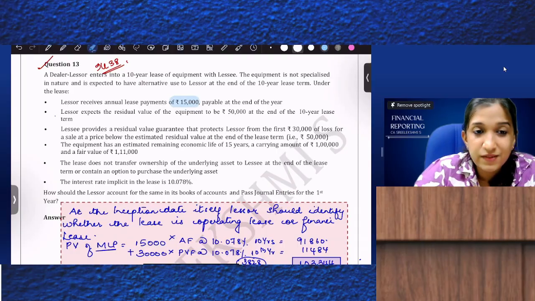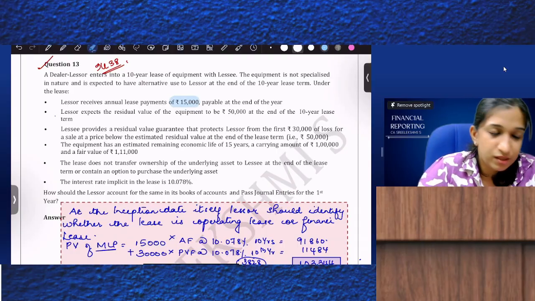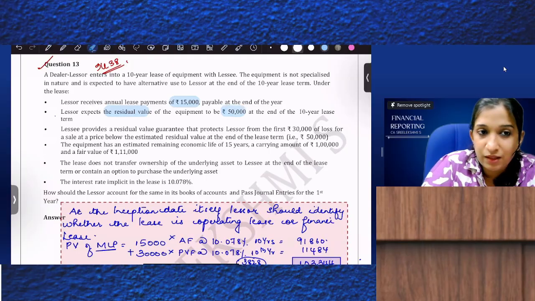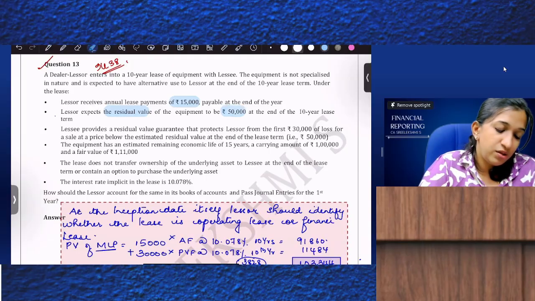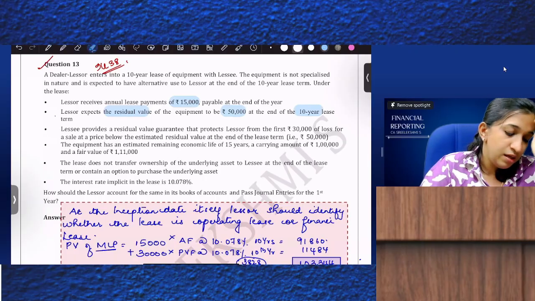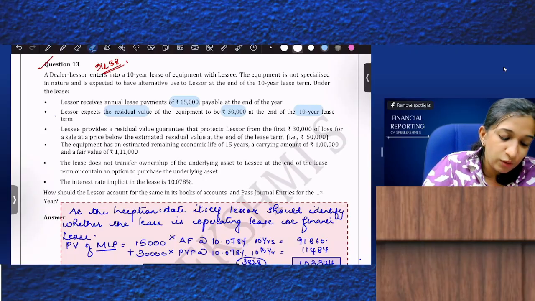Lessor receives annual lease payments of 15,000. Lessor expects the residual value of the equipment to be 50,000 at the end of the 10-year lease. So the residual value expected by the lessor is 50,000. Lessee provides a residual value guarantee that protects the lessor from the first 30,000.